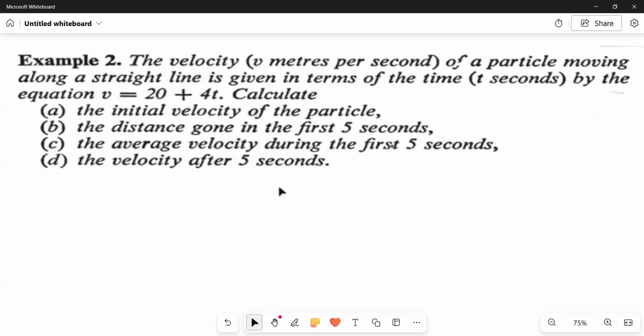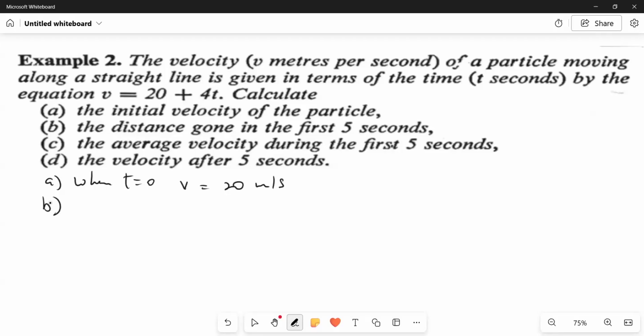So they want the initial velocity. In other words, this is the A part, right? When t equals 0, v equals 20. See if you agree with that. I have to do nothing there. Initial velocity means you haven't started to count time yet, right? And time is 0, right?